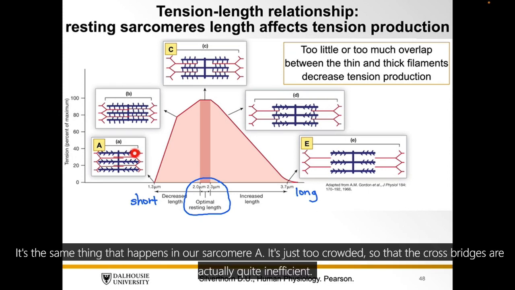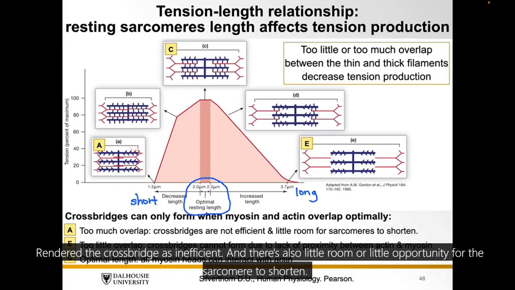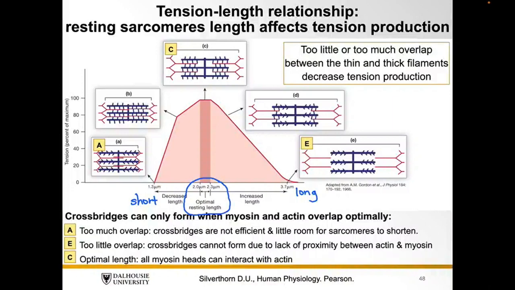It's the same thing that happens in our sarcomere A. It's just too crowded so that the cross bridges are actually quite inefficient. So here's a summary of what I just said. Too much overlap, which we see here, renders the cross bridges inefficient. And there's also little room or little opportunity for the sarcomeres to shorten.